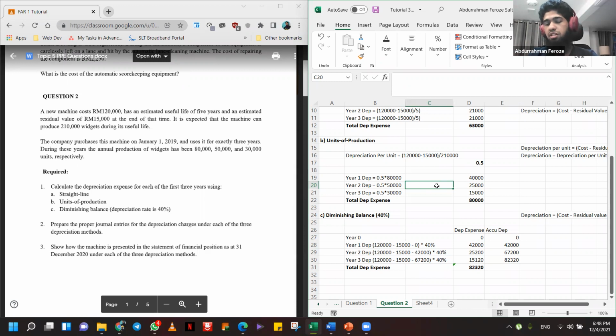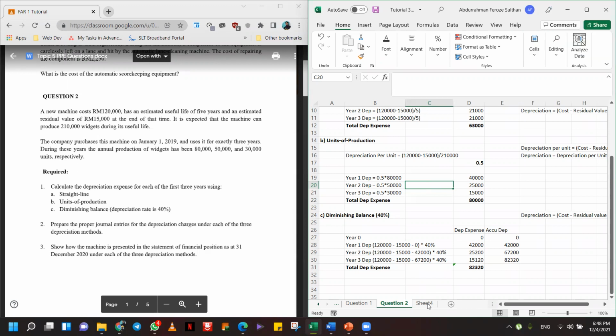Then, to find the depreciation expense for a specific year, you just multiply the depreciation per unit by the number of units made in that year. And then you get the full depreciation expense. So you don't need the useful life for the units of production method. You get it?